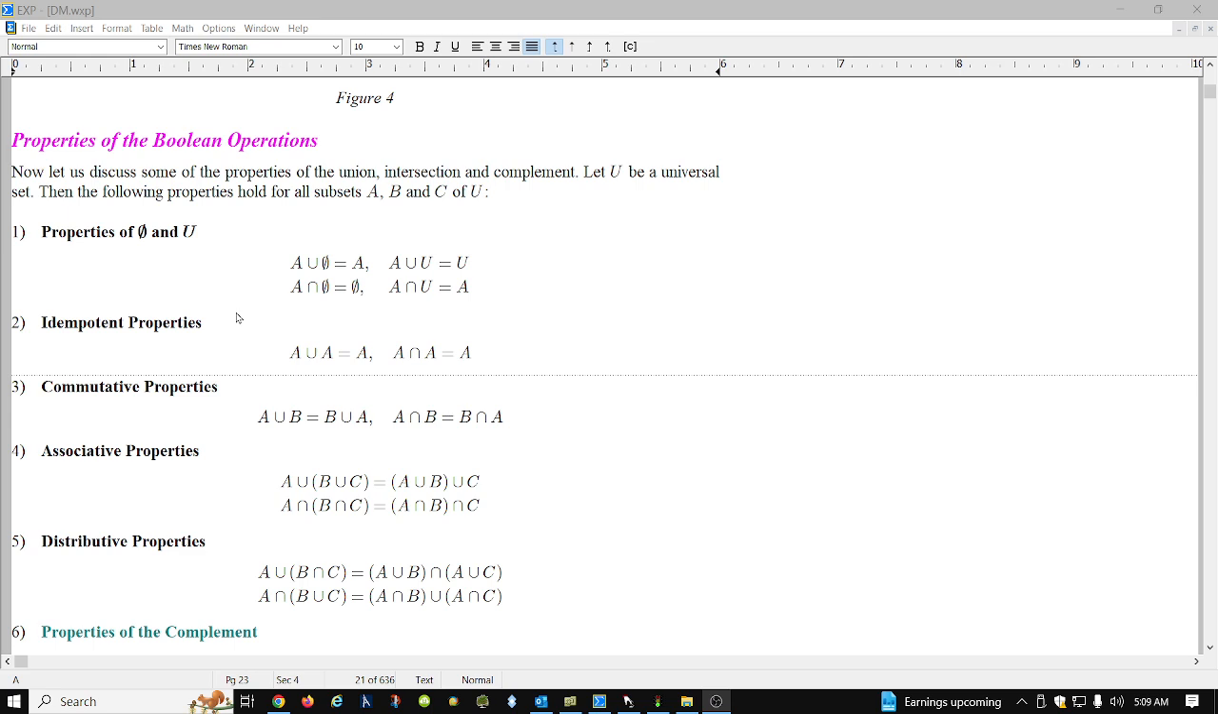Here are the properties of the Boolean operations. I'm not going to go through all these. You can read them yourself. Many of them are analogs of properties of arithmetic: commutative property, associative property, distributive property. Some are not, like the idempotent property.